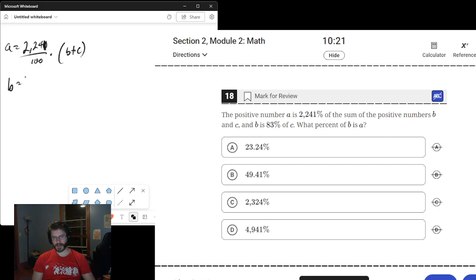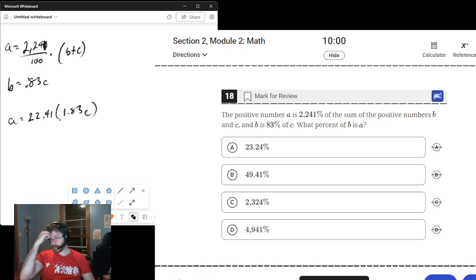B is 83%, so 0.83 C. So A equals 292.41, 1.83 C. What percent of B is A? So X percent times B equals A is what we're solving for.